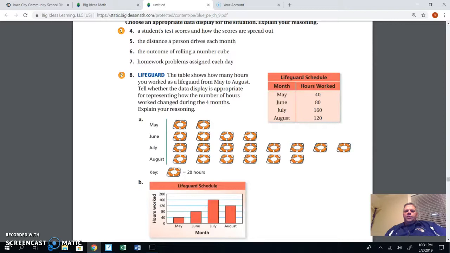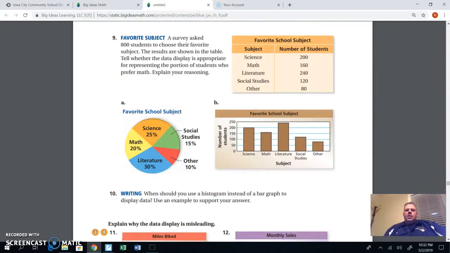Here are the first set of 5 problems, problems 4 through 8. You can pause this if students need to see the textbook. Here are problems 9 and 10 for students to use. You can pause this if they need to see that.